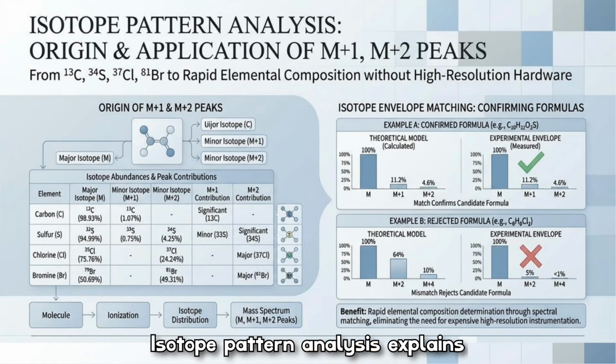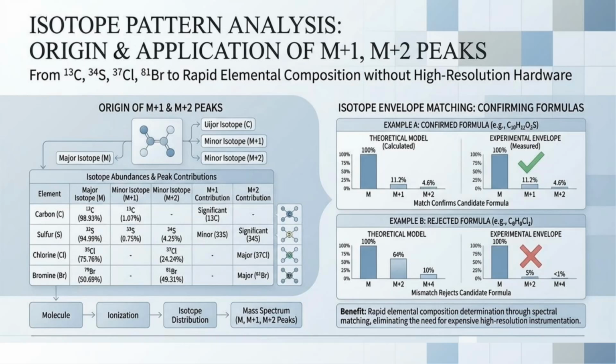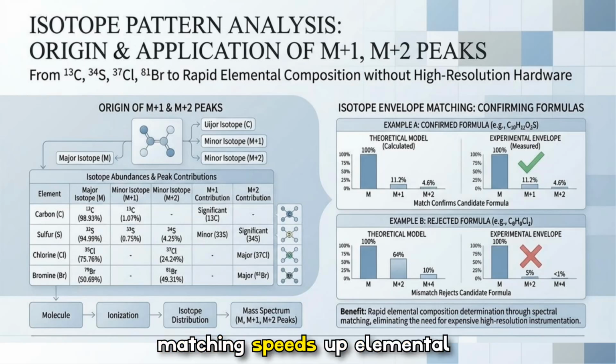Isotope pattern analysis explains the origin and use of M+1 and M+2 peaks, which arise from natural isotopes like 13C, 34S, 37Cl, and 81Br. By comparing measured isotope envelopes to theoretical models, you can confirm or reject candidate formulas without always needing ultra-high resolution hardware. This spectral matching speeds up elemental composition determination and helps narrow plausible molecular formulas for further analysis.